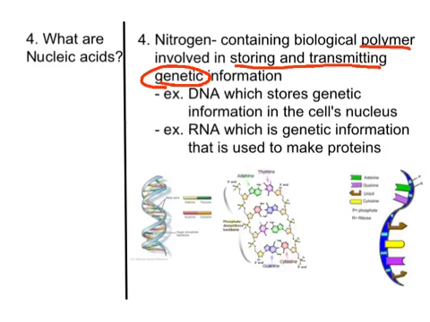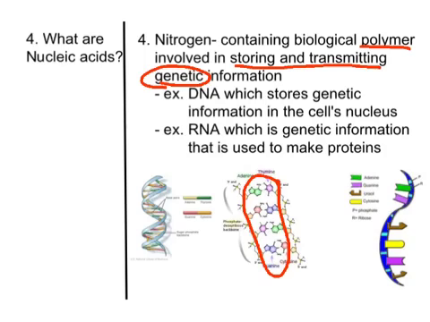Okay, and they contain lots of nitrogen. In fact, the nitrogens are found in the bases, the A, T, G, C, right? The adenine, thymine, guanine, and cytosine. So they contain a lot of nitrogen atoms, and are involved in storing and transmitting genetic information.